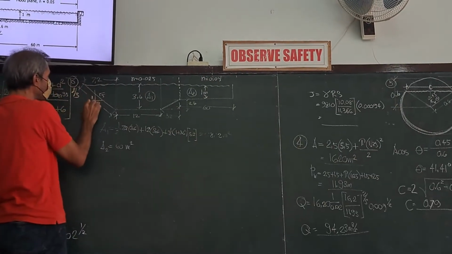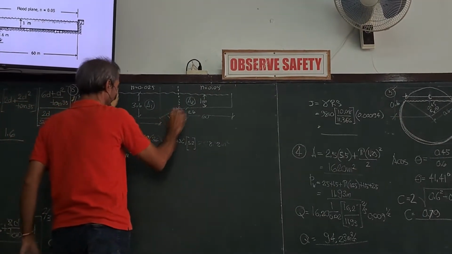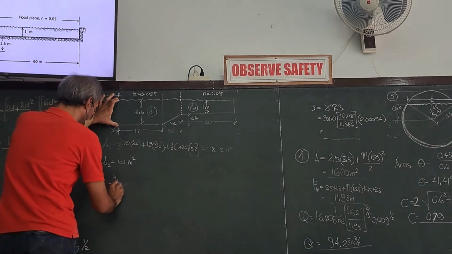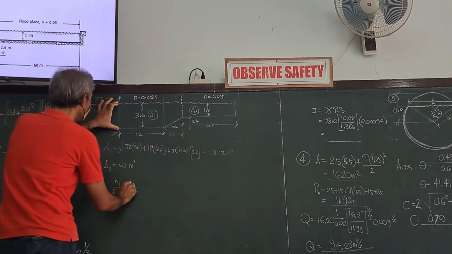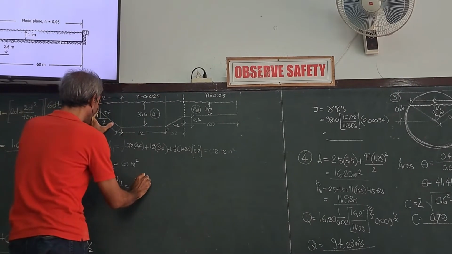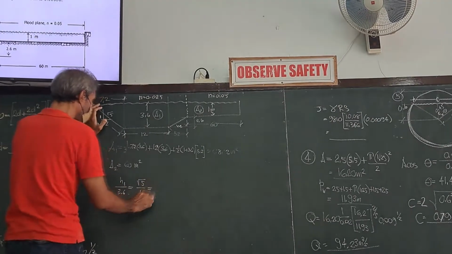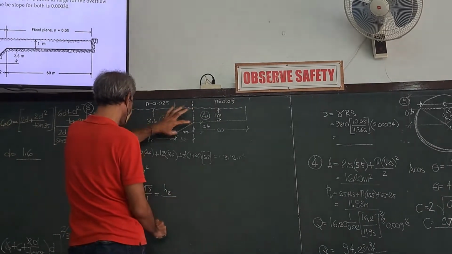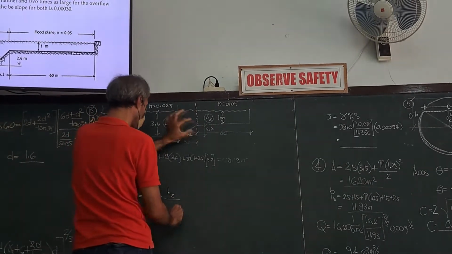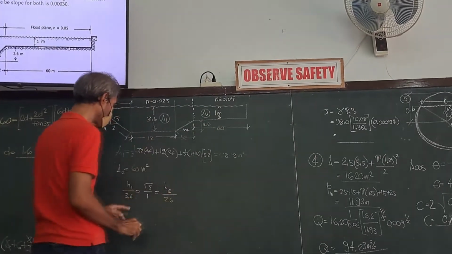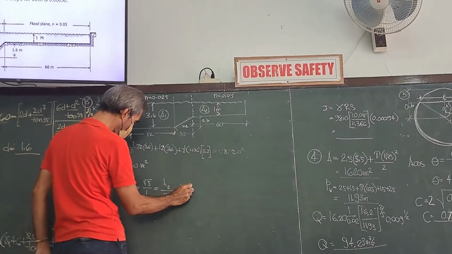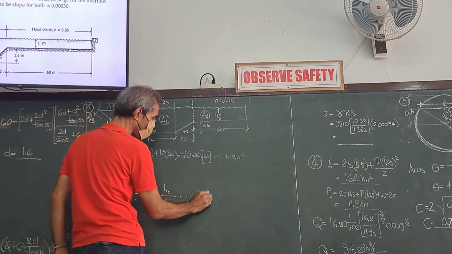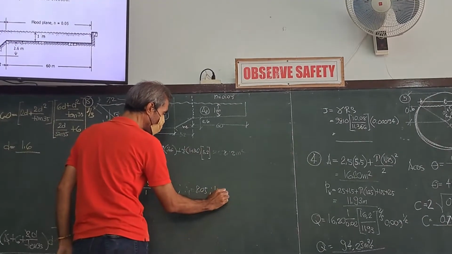We'll call this one H1, H2. Hypotenuse 1 is 3.6, as square root of 5 is to 1. Hypotenuse 2 is 8.05. H1 is 8.05. H2 is equal to?